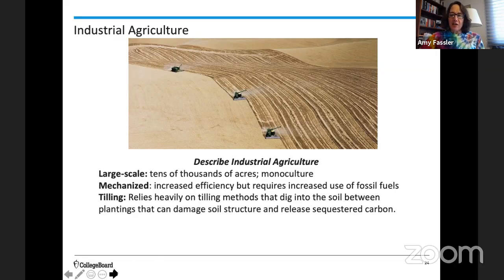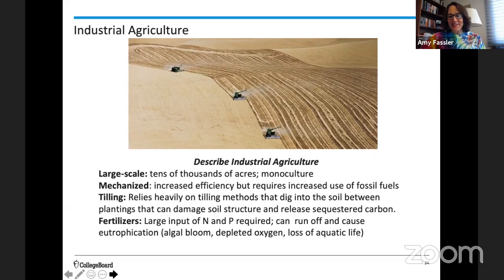The tilling techniques that are required for many industrial agriculture processes dig deep into the soil. They can damage the soil structure. And more significantly, they're digging through that soil and releasing a lot of carbon. That soil should normally be sequestering vast amounts of carbon, but these tilling techniques often release a lot of that.